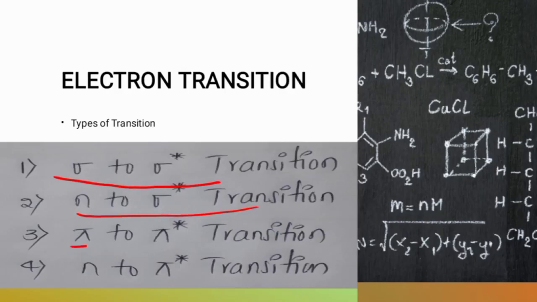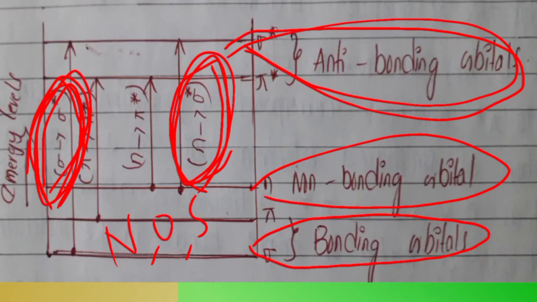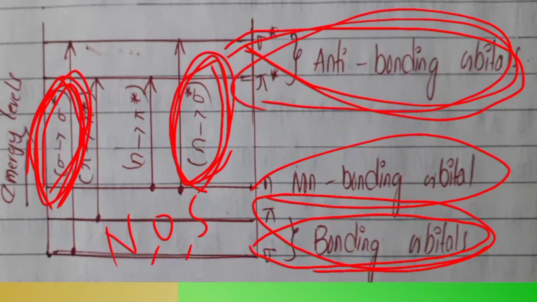And the next one is the pi to pi star transition. The transition of an electron from a bonding pi orbital to an antibonding pi orbital is called the pi to pi star transition.